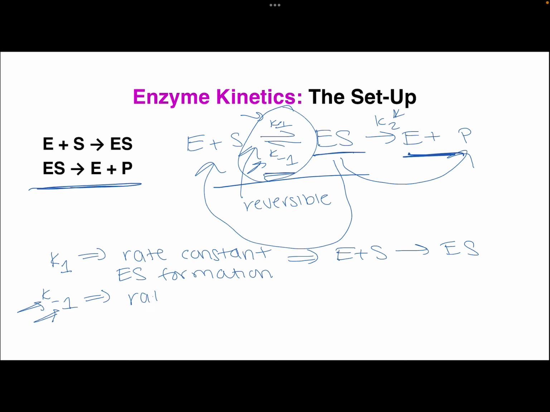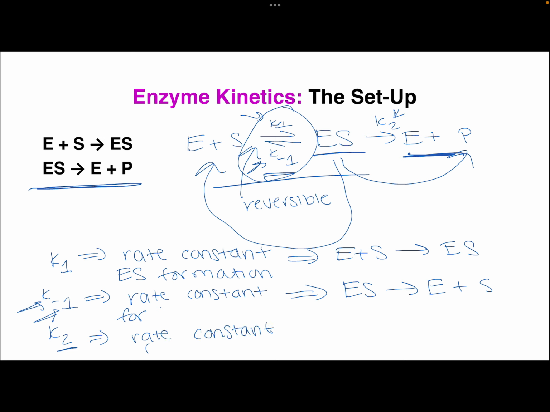That is the rate constant for the reaction of the enzyme substrate complex decomposing into enzyme and substrate. So that's that reverse reaction. Same step, opposite direction. k2, now we have a new step, so we get a new number. That's the rate constant for product formation.